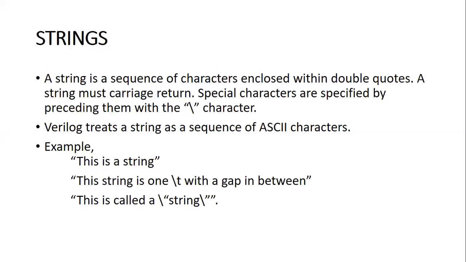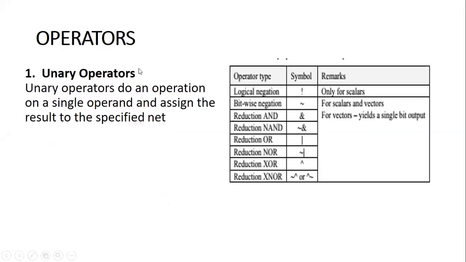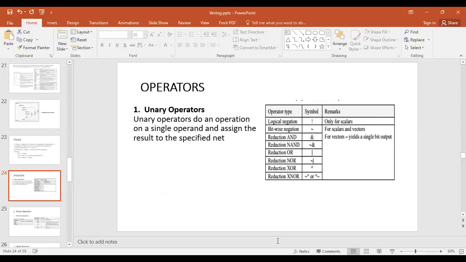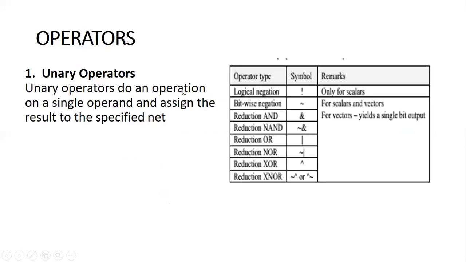After string we have operators. When we come to Verilog operators, we have 3 types of operators. Unary operator, which operates on a single operand, binary operator, which operates on 2 operands, and ternary operator, which operates on 3 operands. Now what is an operator and operand?